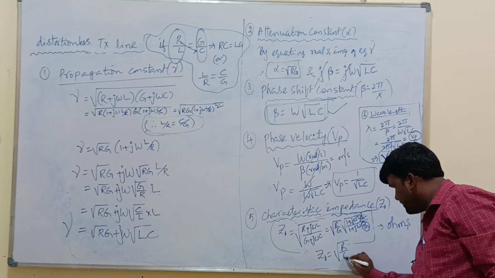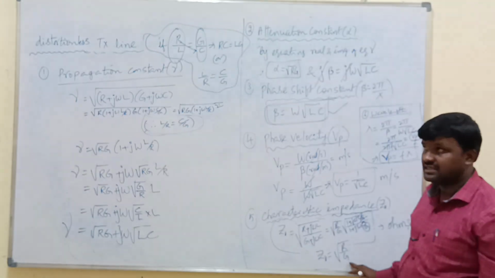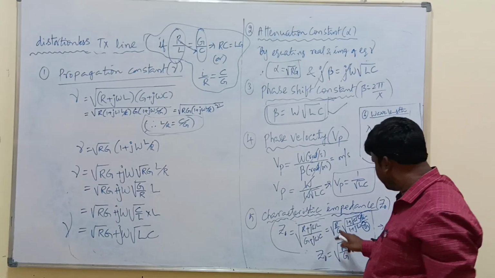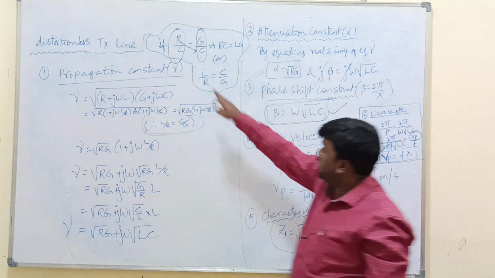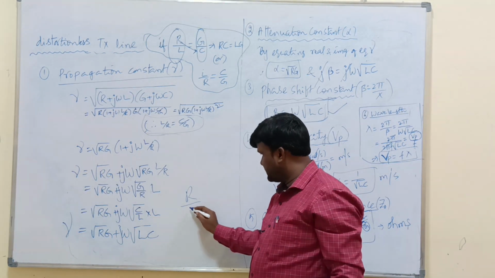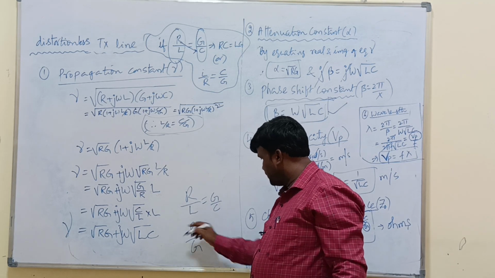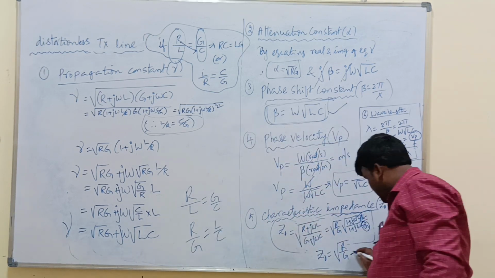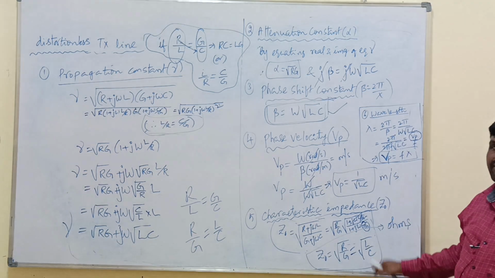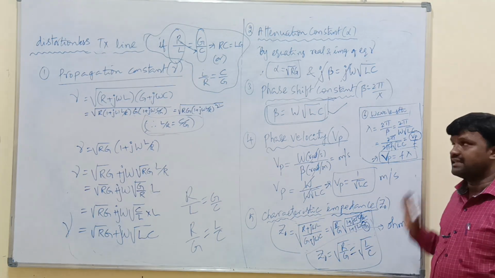root R by G. Here Z0, in the previous case we got Z0 as root L by C. Here we got root R by G. If you see clearly, what is R by G? Here we have a condition. I am writing the condition like this, that is R by L equal to G by C. What you require is R by G. Send this term to this side. You will get L by C. This is equivalent to root L by C. Finally, we got Z0 also as root L by C. That means for distortionless and lossless transmission line, Z0 is the same.